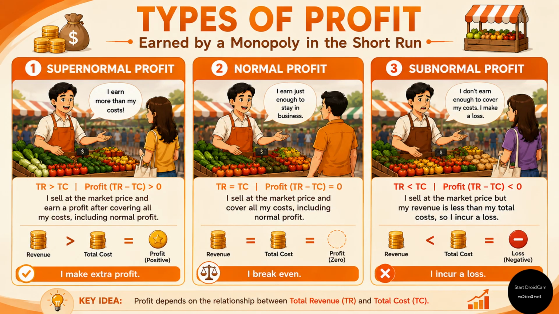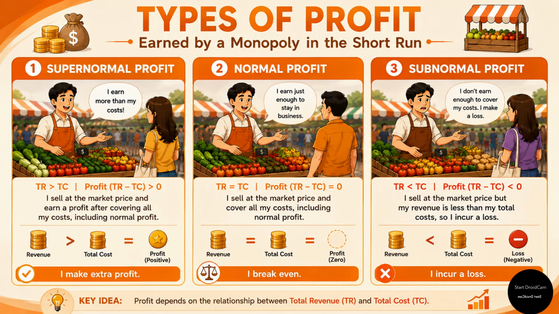Now that we understand the demand curve, let's examine the possible outcomes for a monopoly in the short run. There are three possibilities. First, supernormal profit. This occurs when total revenue is greater than total cost. Second, normal profit. Here, total revenue is equal to total cost, so economic profit is zero. And third, subnormal profit, or a loss. This occurs when total revenue is less than total cost.